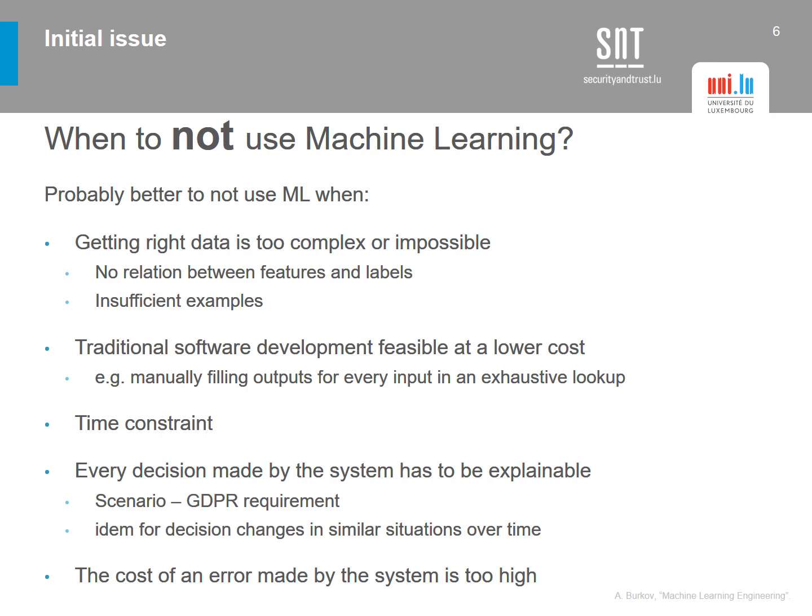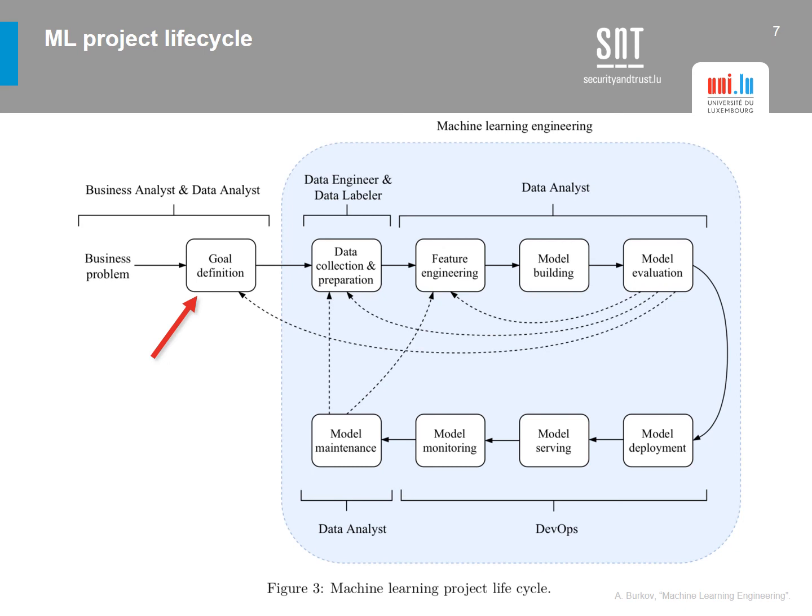All right, so let's move on to the next step in the machine learning lifecycle. So we have seen the business problem. We have seen when we can use machine learning and when not to use machine learning. Now the next step is goal definition. So we have a business problem that needs to be addressed, and we see if we want to use machine learning or not. If we want to use machine learning, then we continue in the life cycle of the machine learning project. So now let's review goal definition.